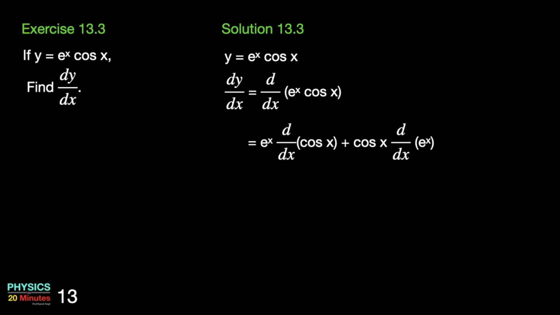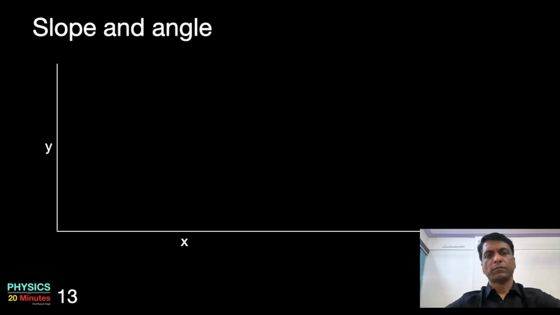Now, what is the derivative of cos x? It's minus sin x. Derivative of e power x is e power x. Therefore, e power x into minus sin x plus cos x into e power x. I can take e power x common, so it will become e power x into cos x minus sin x.